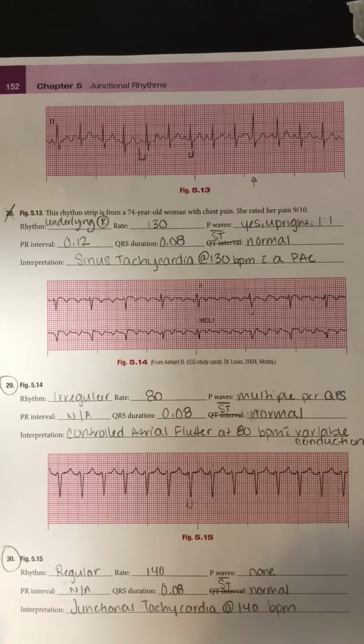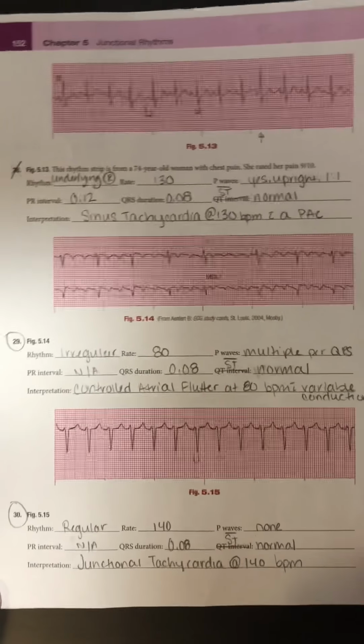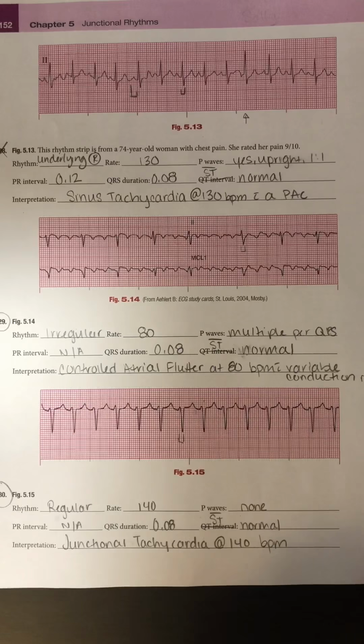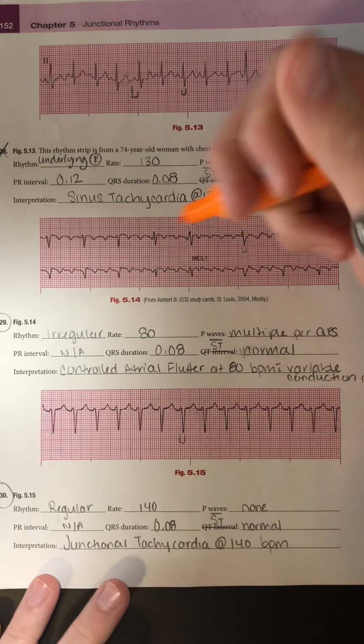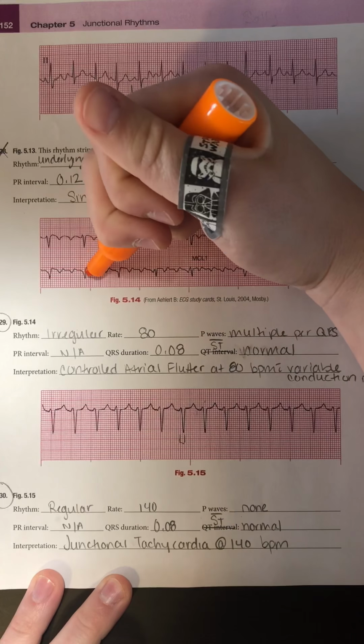All right, on this next page, we'll only be looking at the last 2 rhythms here, so I'm going to scoot this up a little bit. So I'm looking at number 29, or figure 5.14. Oh, I'm sorry, this is an atrial rhythm. I think I marked it because it was just a really good example of an atrial flutter. So this is not a junctional rhythm, and you can see these really defined flutter waves.